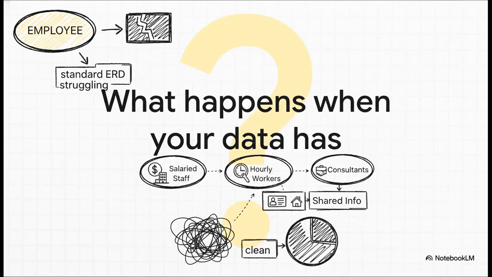So you've got your basic database plan sketched out. But then, reality hits. Your employee entity isn't just one simple thing, is it? Nope. You've got salaried staff, you've got hourly workers, maybe you even have consultants. They all share some info, like a name and an ID, but not all of it. So how in the world do you show these specific categories without making a total mess?